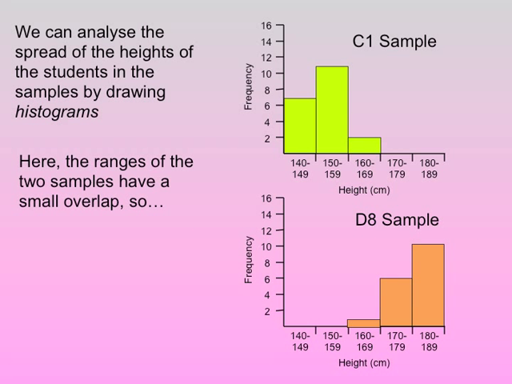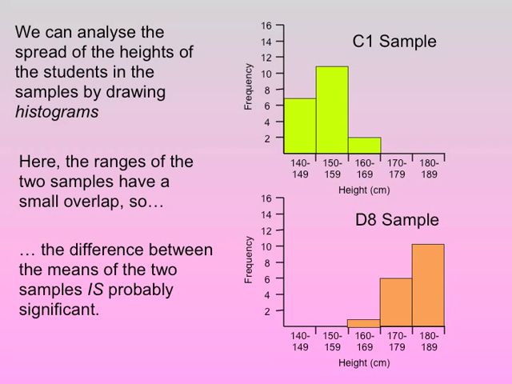Looking at the histograms here, the ranges of the two samples have a small overlap. That means that if we were able to put one on top of the other, they would not coincide very much. They would be very different. And so the difference between the means of the two samples is probably significant. Remember, this is what we talked about in the last video.